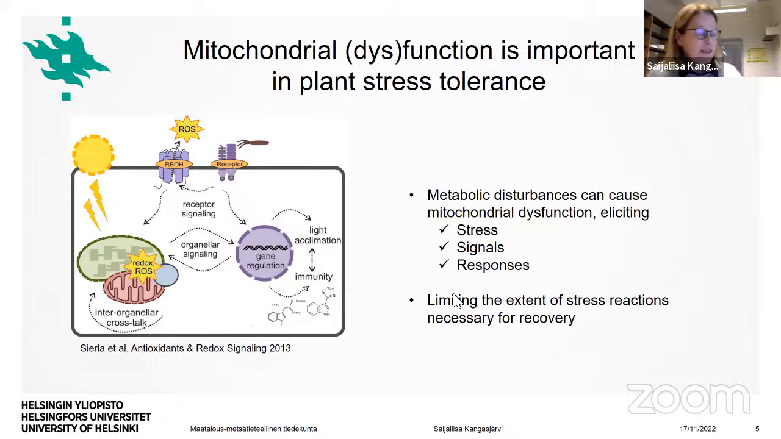So in this lecture now, we will be focusing on mitochondria and mitochondrial dysfunction. And now it is becoming increasingly clear that metabolic disturbances can cause mitochondrial dysfunction in plants. And this sensing can then trigger stress in the organelle. And the stress can trigger signals, and the signals can trigger responses.